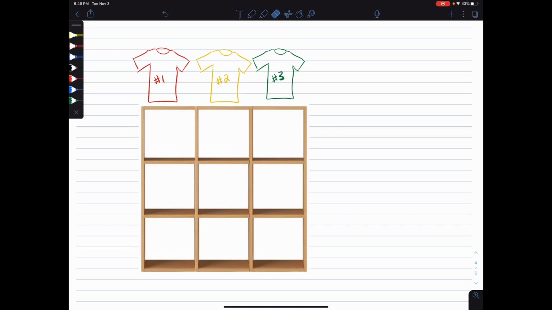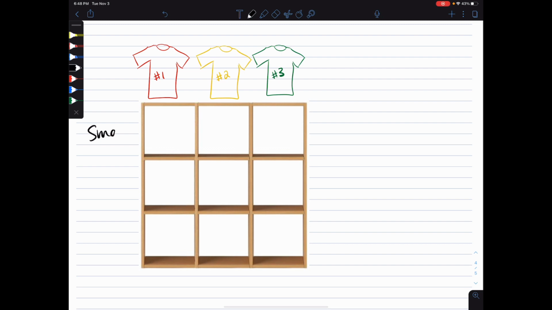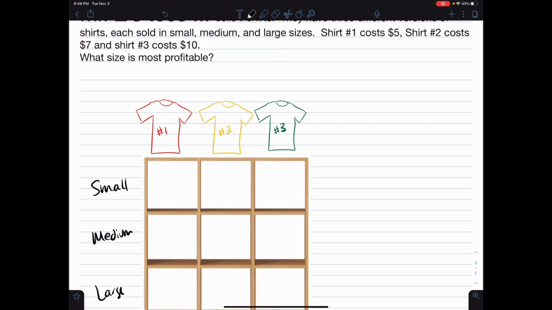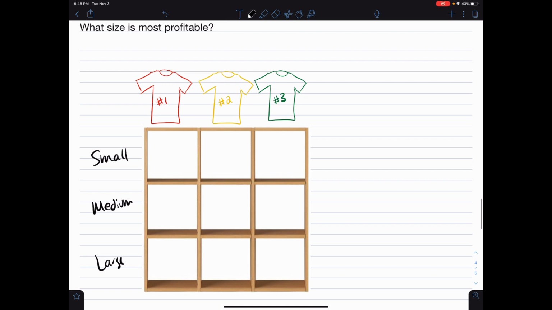So they have the 3 different shirts. And then normally when I go shopping, they just have different sizes going up and down. So I'm going to label this as small, this as medium, and this as large. And we have this generic question: they want us to figure out what size is most profitable. I haven't filled in the inventory yet, I'll do that in a moment. So let's make up some amounts of t-shirts that they have.